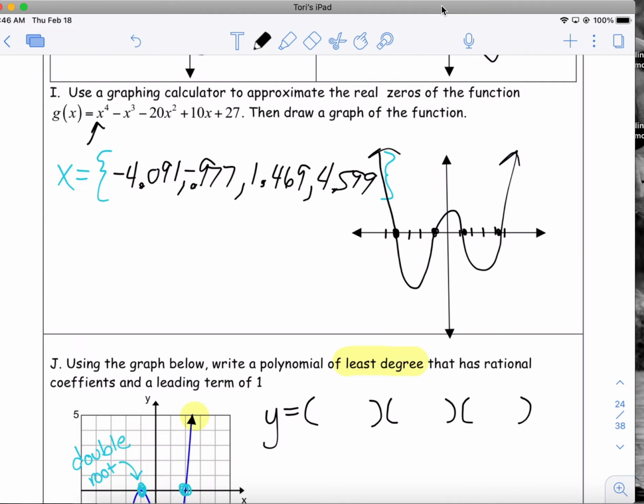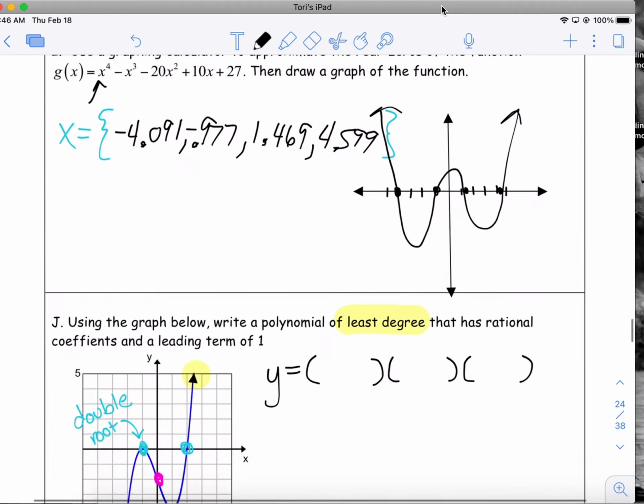We are doing all of that just knowing the shape, the end behavior, and where it crosses the x-axis. Okay. If you need to pause the screen, go ahead and do that now. We're going to the next one.